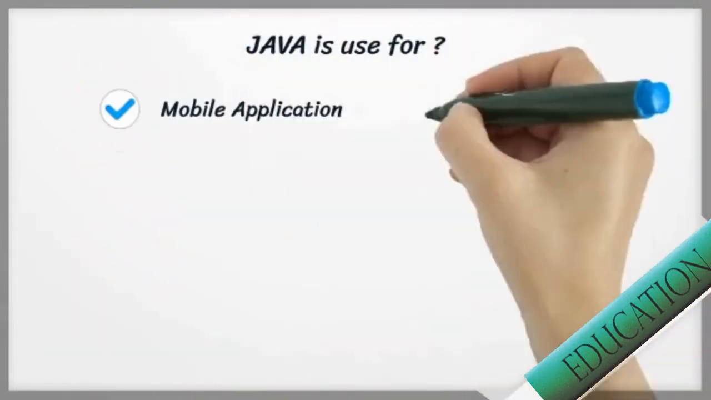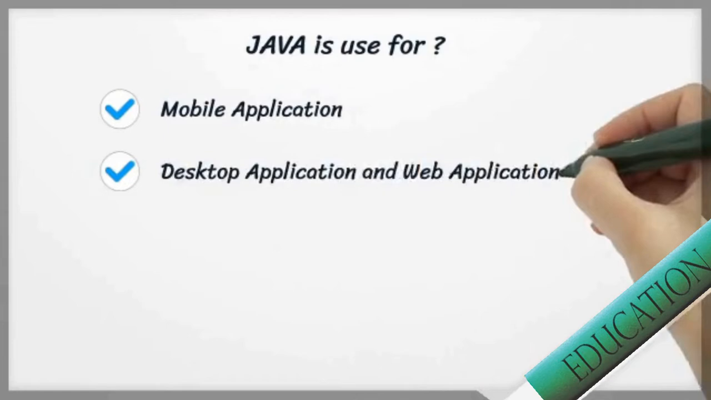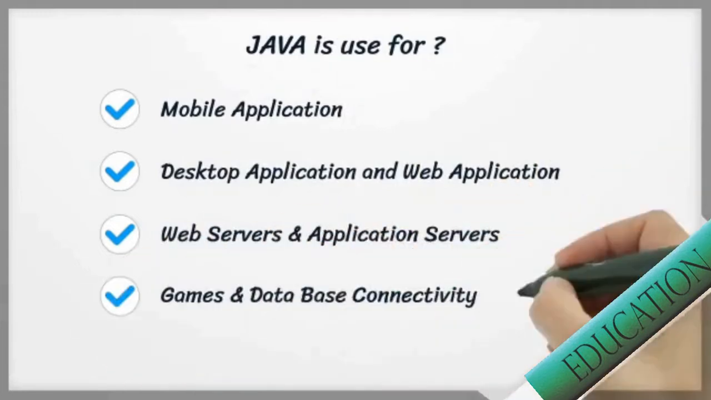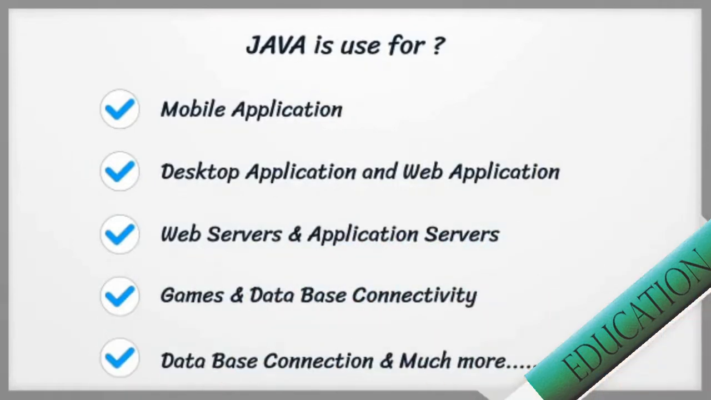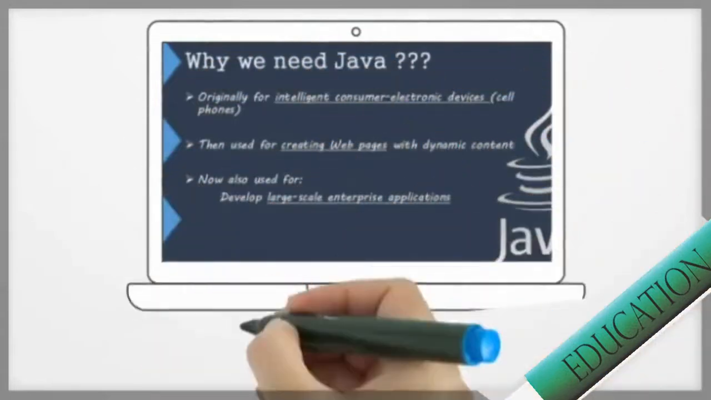Java is used for mobile applications, especially for Android apps, for desktop applications, for web applications, for web servers and application servers, and especially for games, and for database connectivity and database connections. And Java is used for much more and more things. Now a question comes to mind: why do we need Java, why do we use Java? There are some reasons why we use Java. Some of them are here.